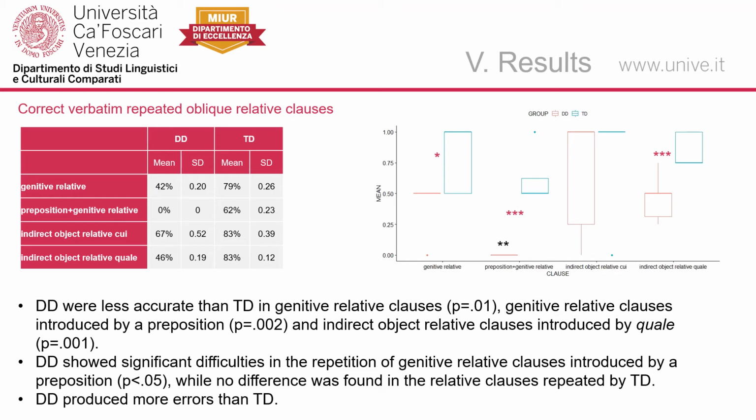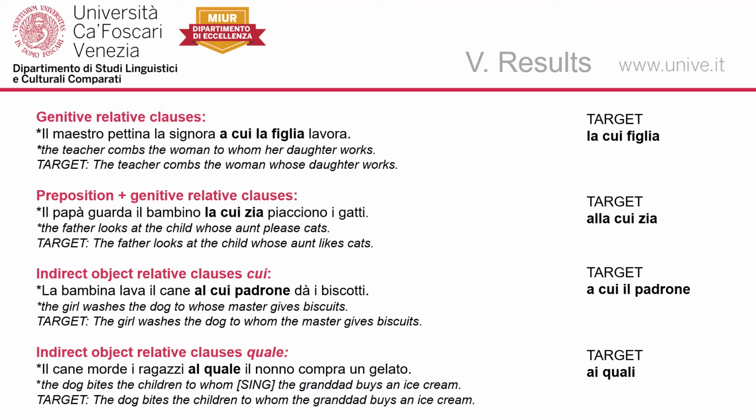Students with dyslexia showed significantly more difficulties in the genitive relatives with a preposition than the other oblique relative clauses. Typically developing students did not. In this slide, we provide some examples of ungrammatical sentences that our participants produced.